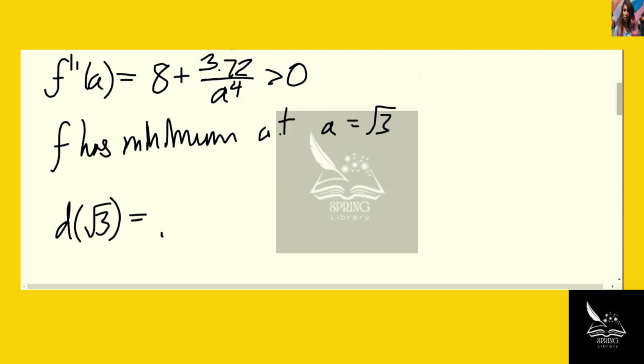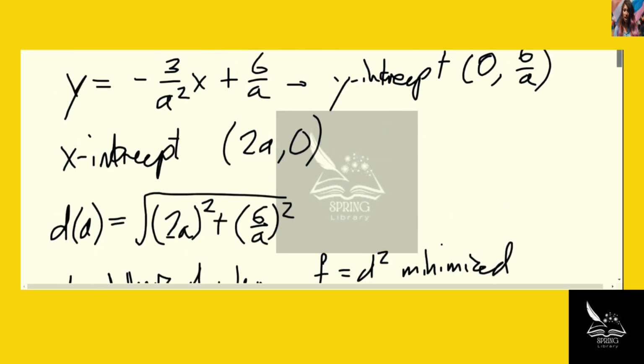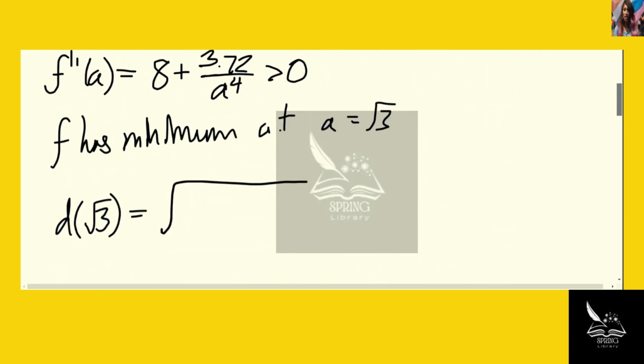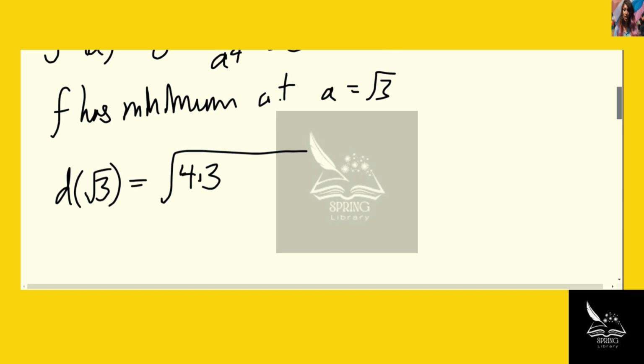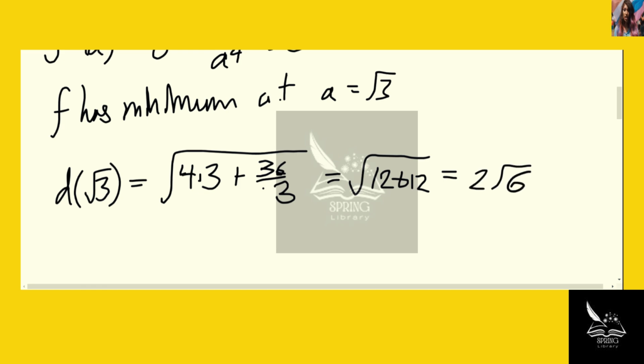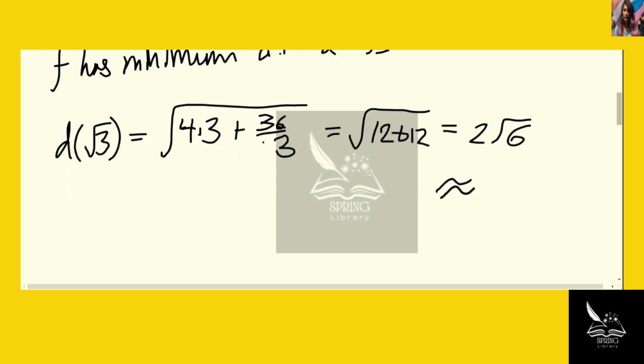And so our minimum distance is going to be d of the square root of 3, which is the square root of 4 times 3 plus 36 over 3, which is the square root of 12 plus 12, or 2 root 6. And so the shortest length is 2 root 6, which is approximately 4.899.